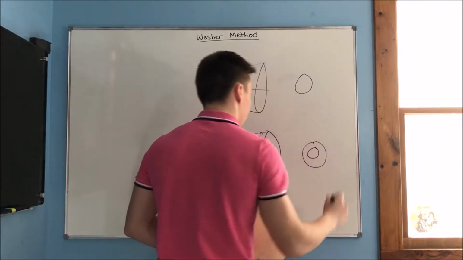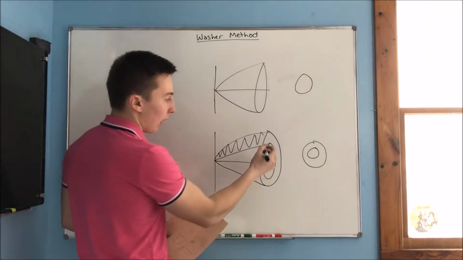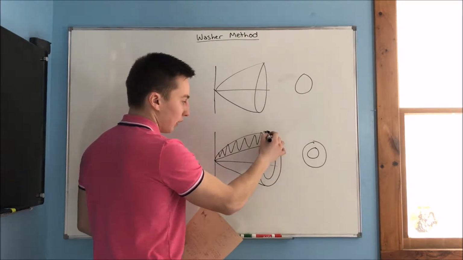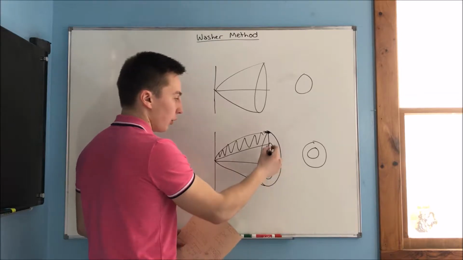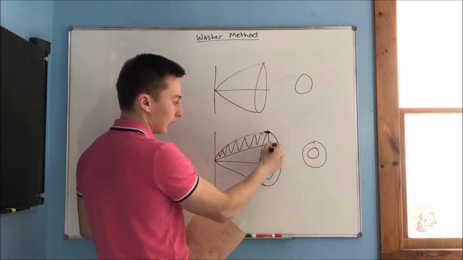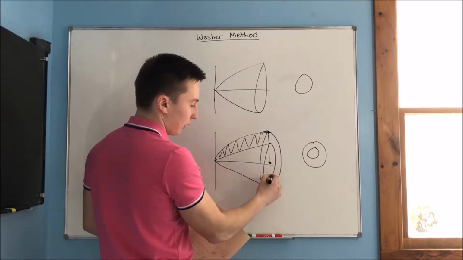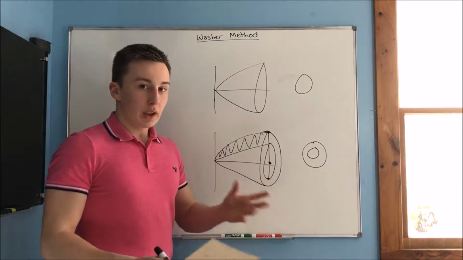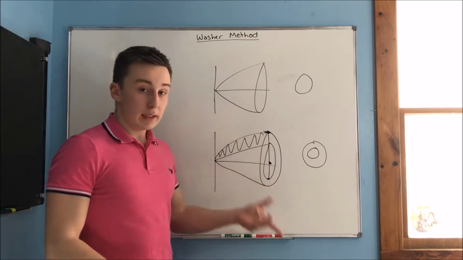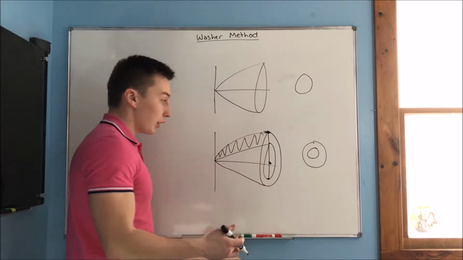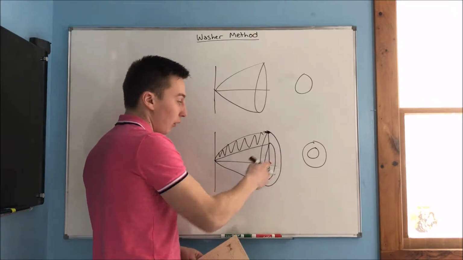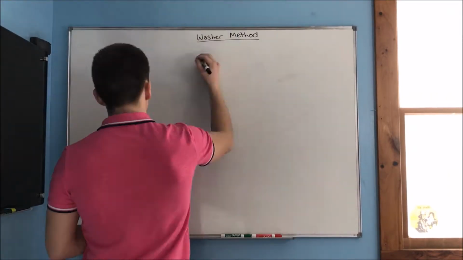You get washers because you now have an outer radius, the distance from here to the center, and an inner radius, the distance from the inner part to the center. So now your cross sections are different because you have two radii to worry about. Your area is going to be different, since it's not the whole disk; there's a piece missing right in the center.